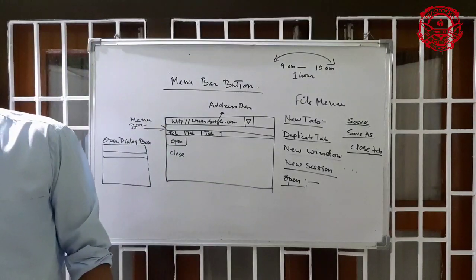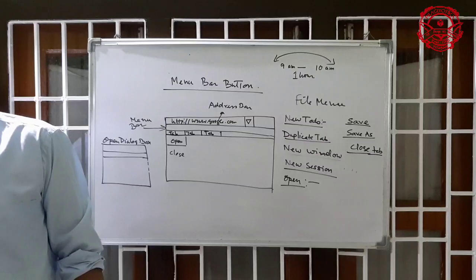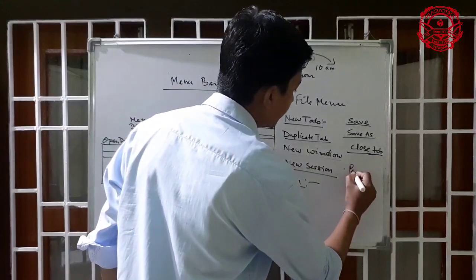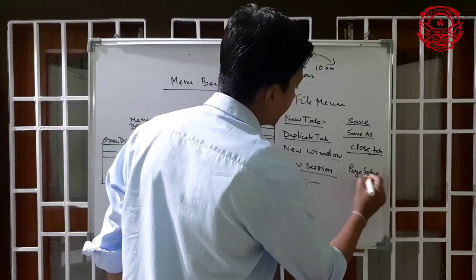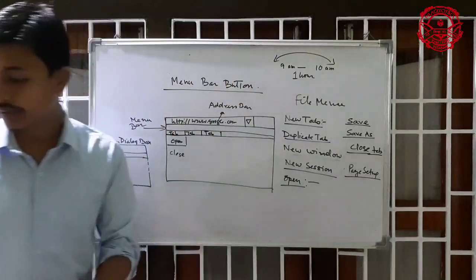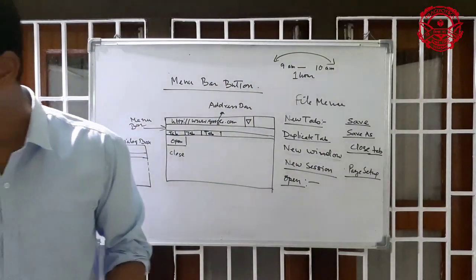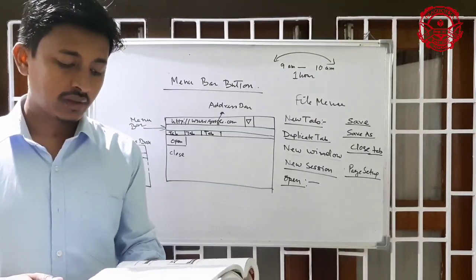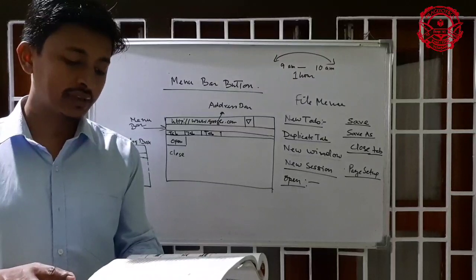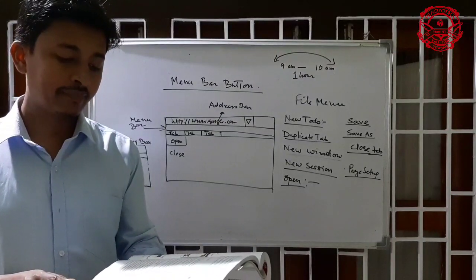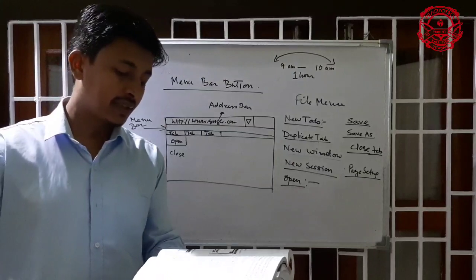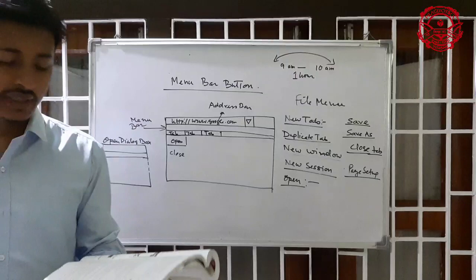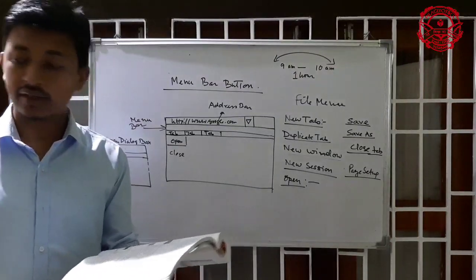Next is page setup. Okay. Page setup means what? You can see in the book. It allows the user to change the settings of the outlook of a web page. You can change the page size, orientation, and headers and footers. Headers and footers here. Okay.